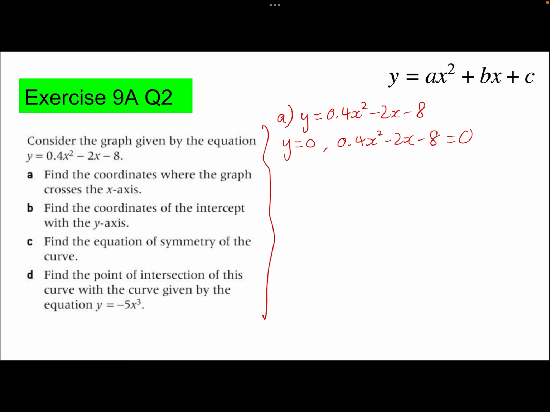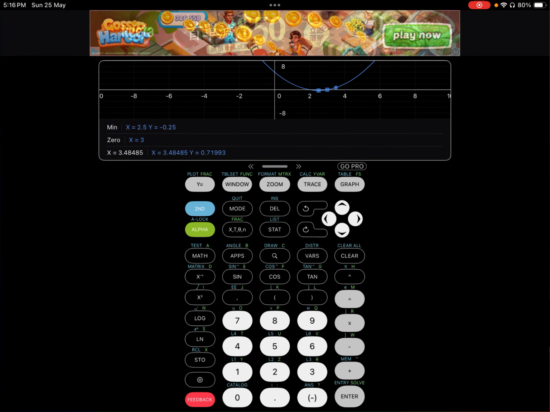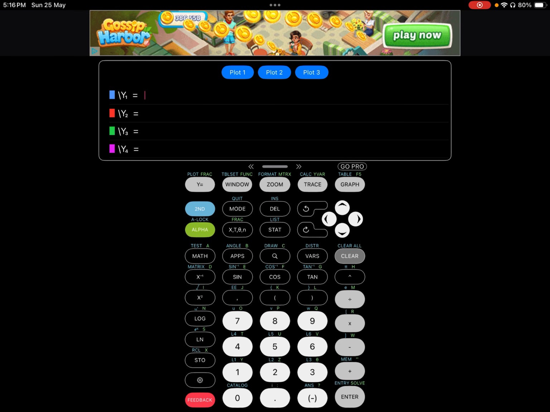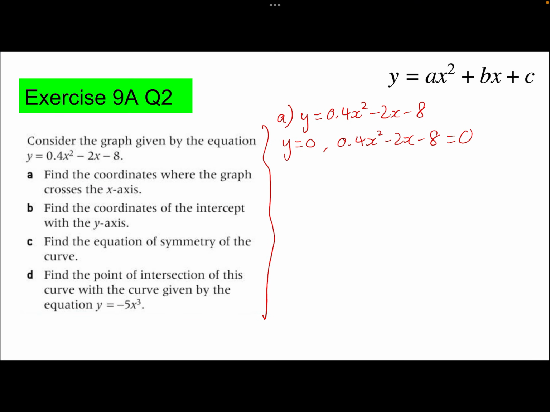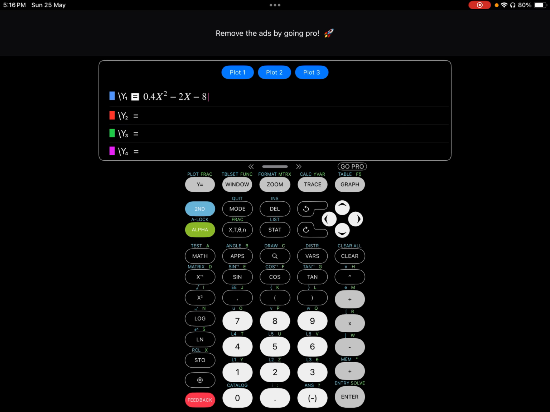Also, this video is primarily more for the AI students, and I would like to show you how you could do this with the TI-84. So let's put this function onto the calculator, and we will try to find the zeros from the calculator. So I'll change the equation: 0.4x squared minus 2x minus 8. I just need to check if I got the equation correct. Yes, it is correct, and I'm going to graph it.